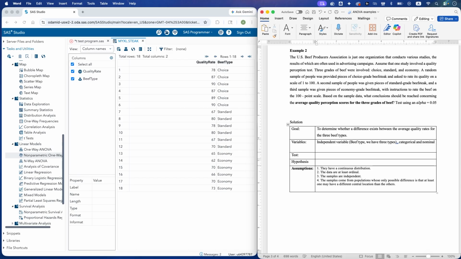What about the other variable, which is the quality rate? The quality rate is the response variable, based on the piece that I give you. If I give you choice, you're going to give me the rate based on that one. The response variable, or the dependent variable, is the same thing, the quality rate, right? But there is an issue here. It's not an issue, but we have to know what kind of variable that is. These are ratings from 1 to 100, so it's ordinal.